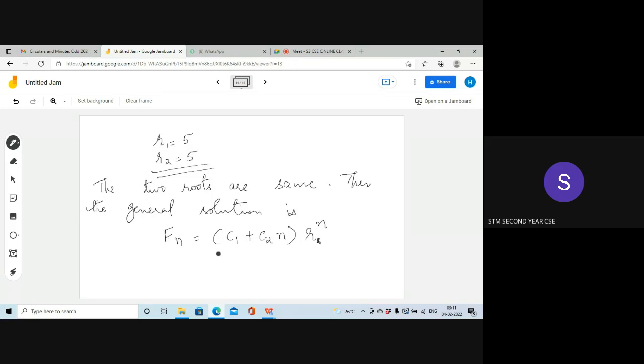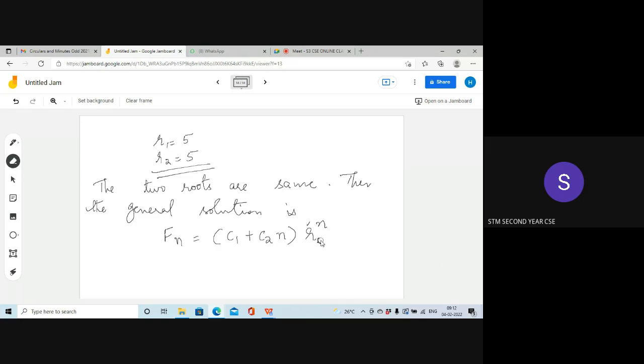Now, from this general solution, what do we have to compute? We have got the value of r, which we found is 5. We know this value. Next we have to find out c1 and c2. How will we find c1 and c2?